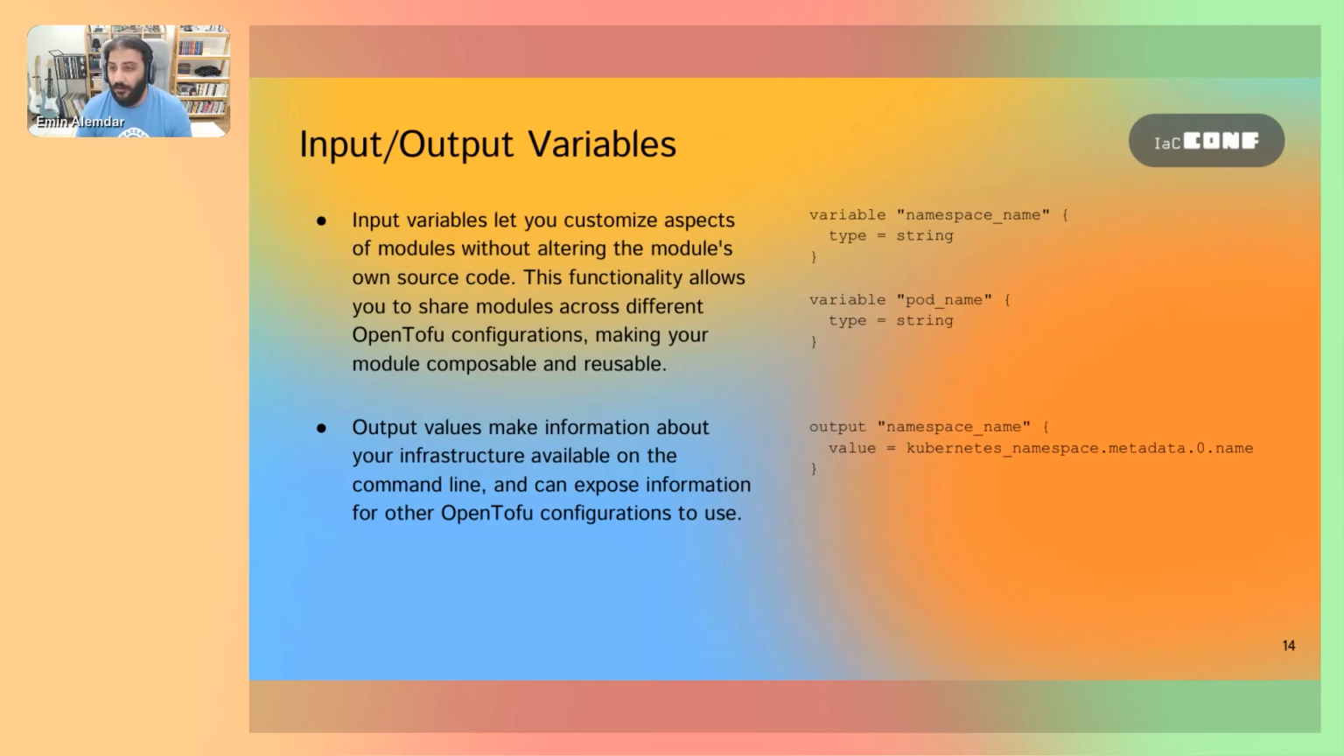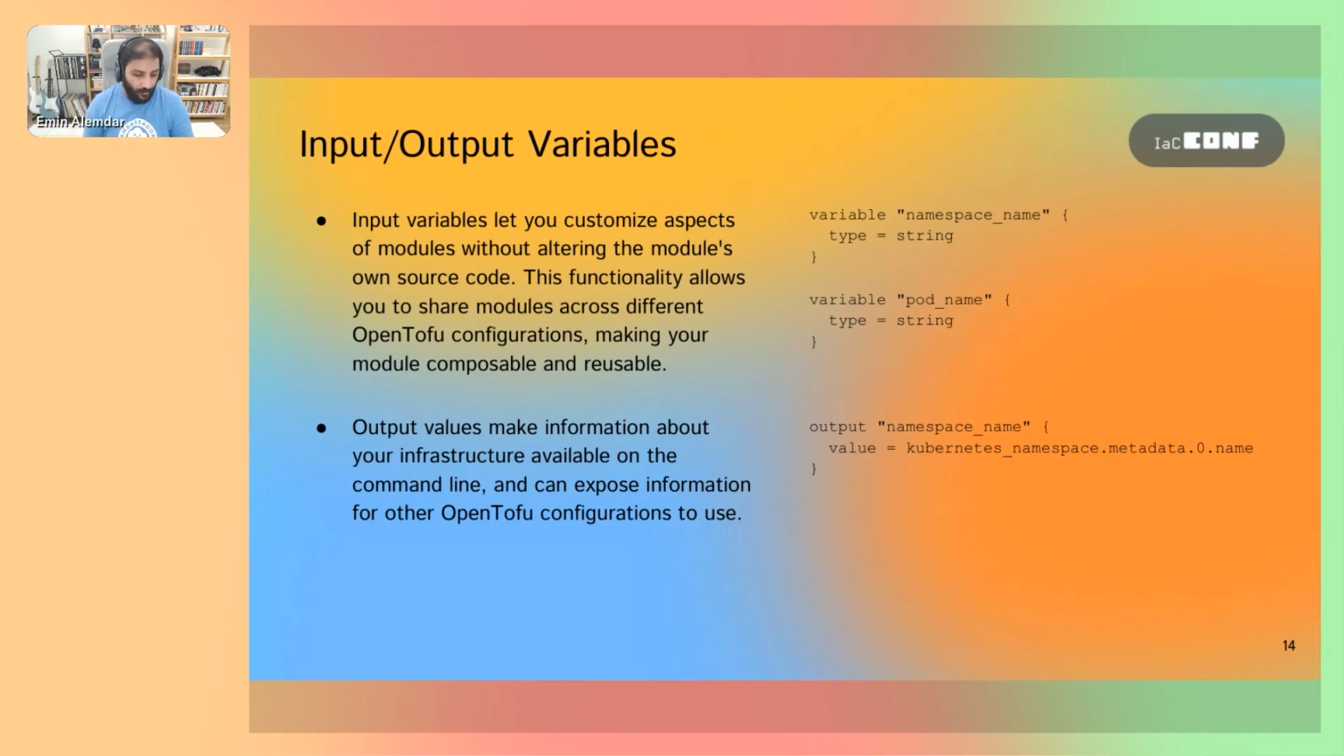And of course, for the input variables, you can define the variable block, such as in my example, you can define the namespace name, the pod name itself, you can define the type of the variable itself, and then you can pass the necessary information to your code. And similarly, the output values make information about the infrastructure available on the command line. And of course, you can expose the information for other OpenTofu configs too.